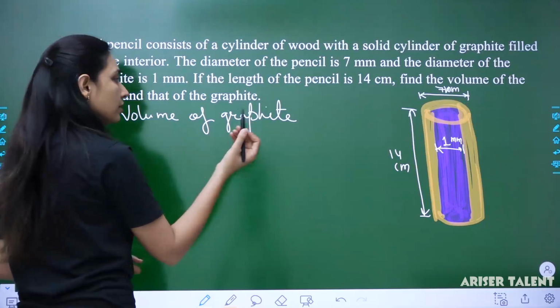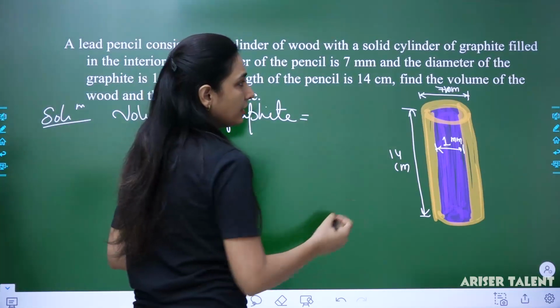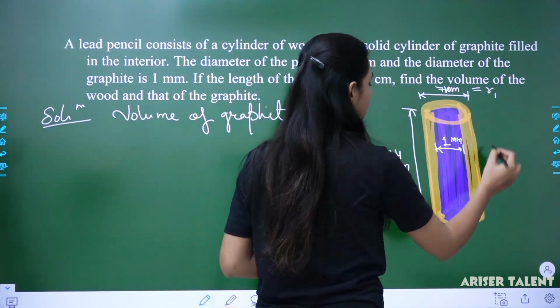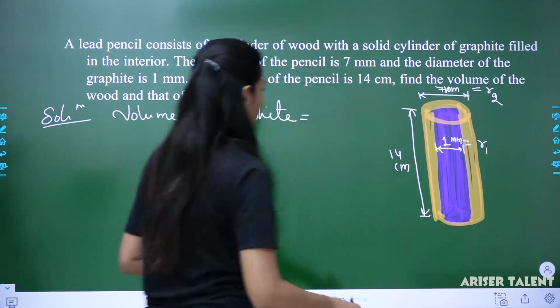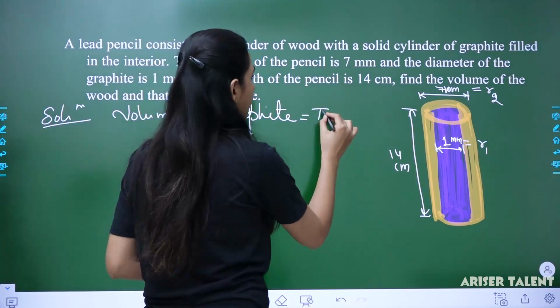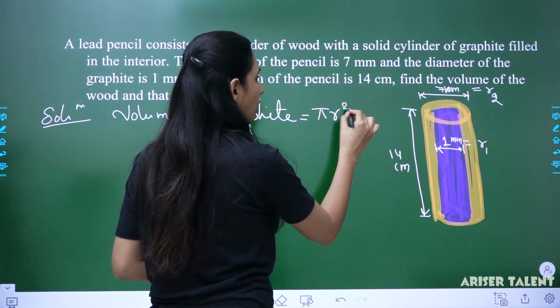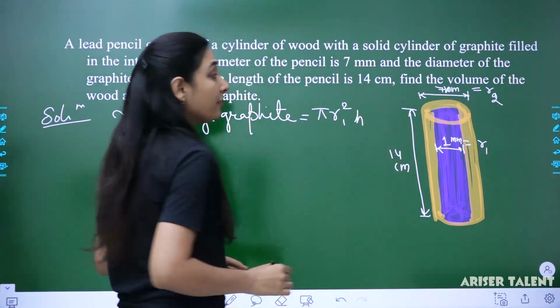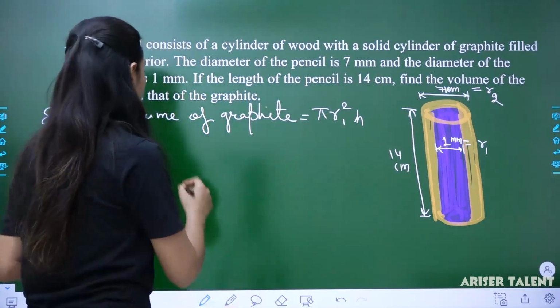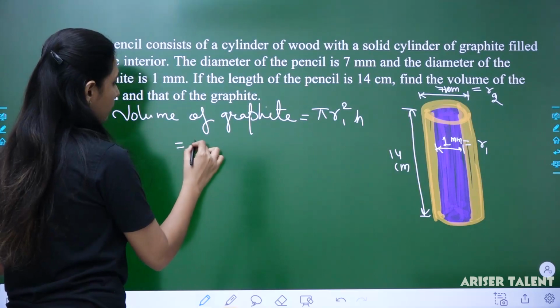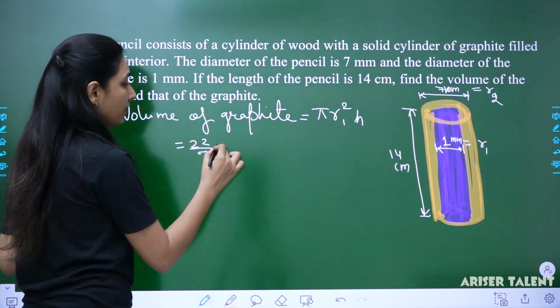That will be equal to, let's suppose it's R1, let's suppose it's R2, and let's suppose it's R1. So that will be pi R1 square H. This will be the value. This will be the volume of graphite. Pi is not specified, so we'll be taking 22 by 7.